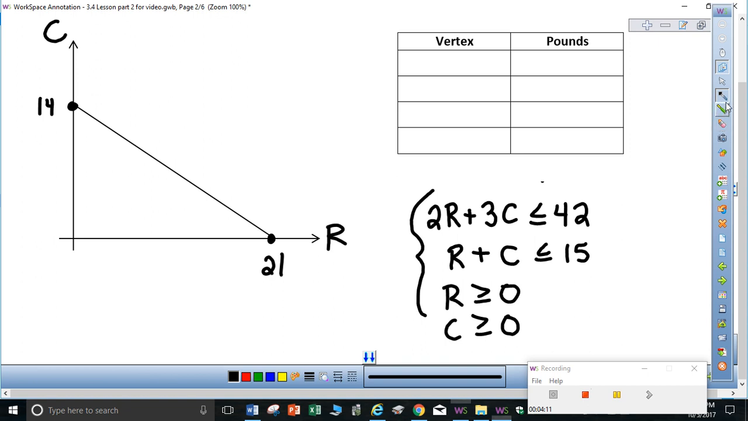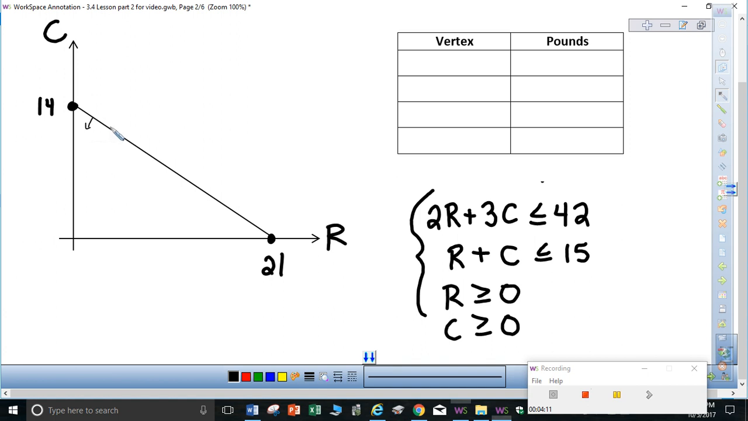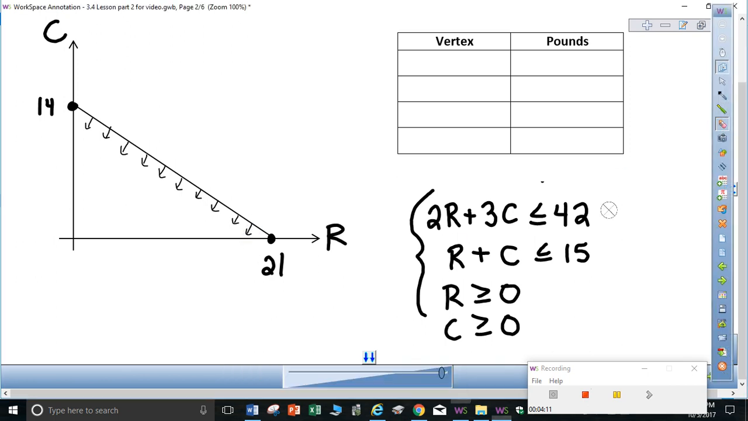Before we do the next inequality, let's think about where we will shade. If we think about the test point of 0, 0, which is down here, if you plug in 0 for r and 0 for c, you get 0 less than or equal to 42. And that's true. 0 is less than 42. So we're just going to put in those teeny tiny shading arrows pointing toward the direction. We are going to shade toward 0, 0 because 0, 0 made the inequality true, and we always want to shade toward the solutions.